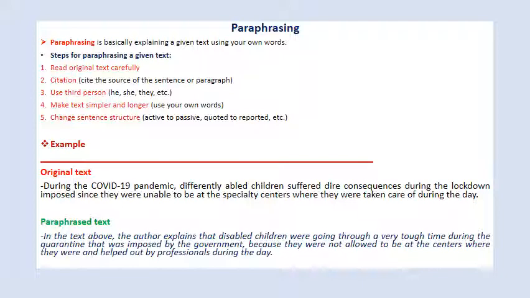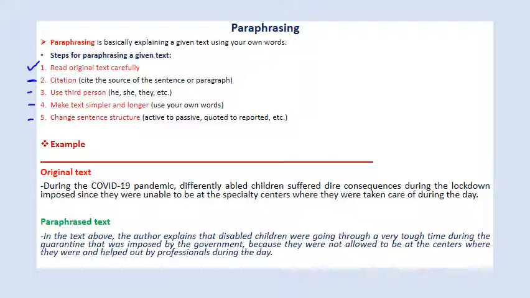Paraphrasing. Paraphrasing is explaining a given text in your own words. We talked about this, of course. What are the steps? You reread the text very carefully. Citation, the source. Use third person. Make the text simpler and longer. Remember, you're explaining. Use simpler synonyms, and change the sentence structure from active to passive, from quoted to reported.